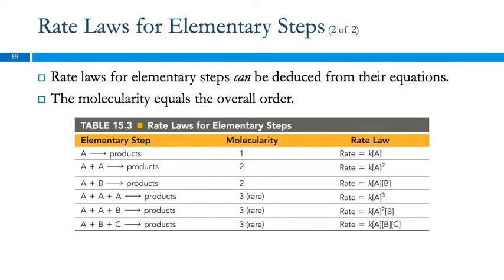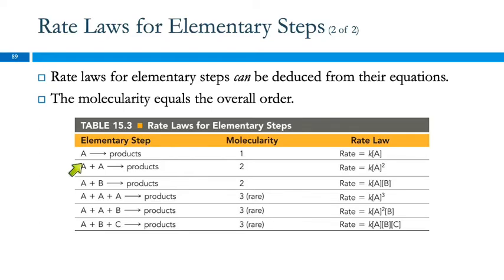Rate laws for the elementary steps can be deduced from their equations. So it's important to understand that what we're looking at here is for elementary steps. This is not for the overall chemical reaction. We can't look at an overall chemical reaction and figure out what the rate law is. We have to do experiments and figure it out. When we're looking at an elementary step where we can see the two things that are actually colliding, then the rate law can be deduced from the elementary step reaction.